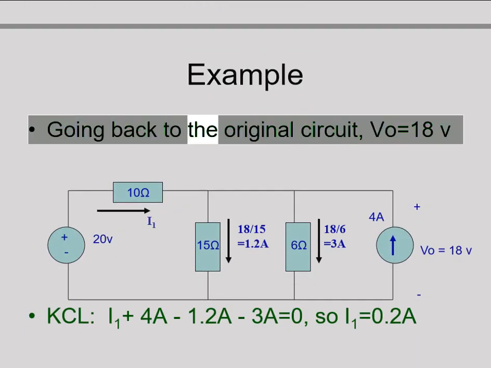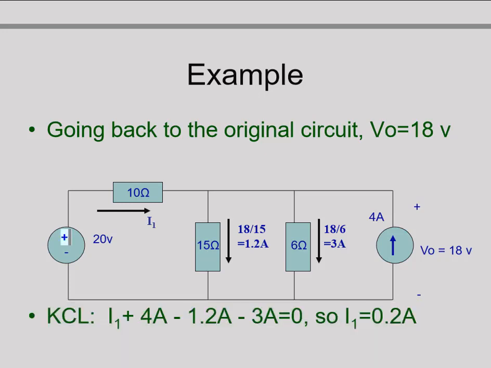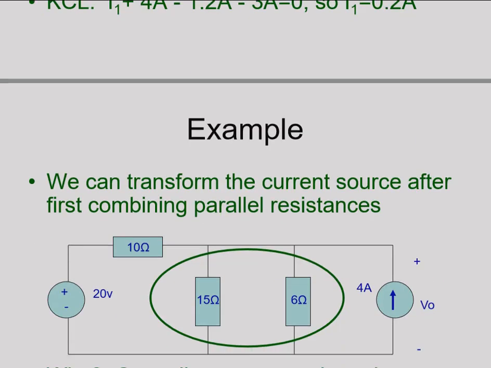Going back to the original circuit, VO equals 18V. By KCL, I1 plus 4A, minus 1.2A, minus 3A equals 0, so I1 equals 0.2A.